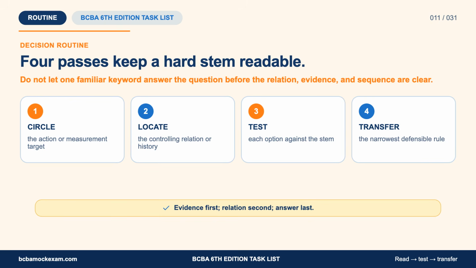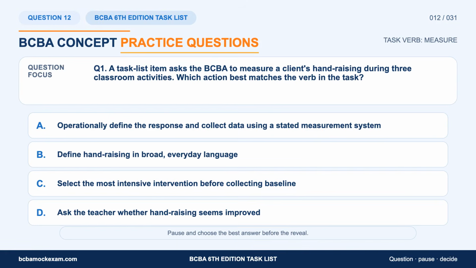We will read the complete stem and all 4 options, pause before the reveal, announce the correct answer once, and explain every distractor in relation to this exact case. Question 1. A task list item asks the BCBA to measure a client's hand raising during 3 classroom activities.